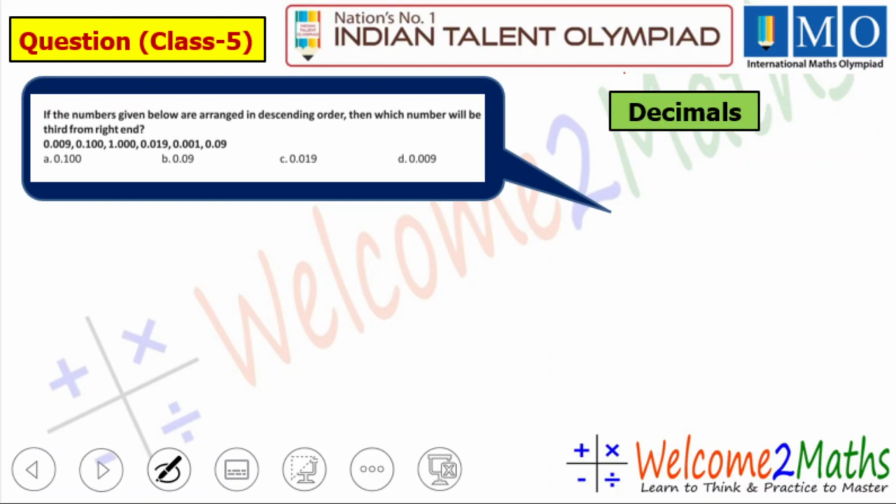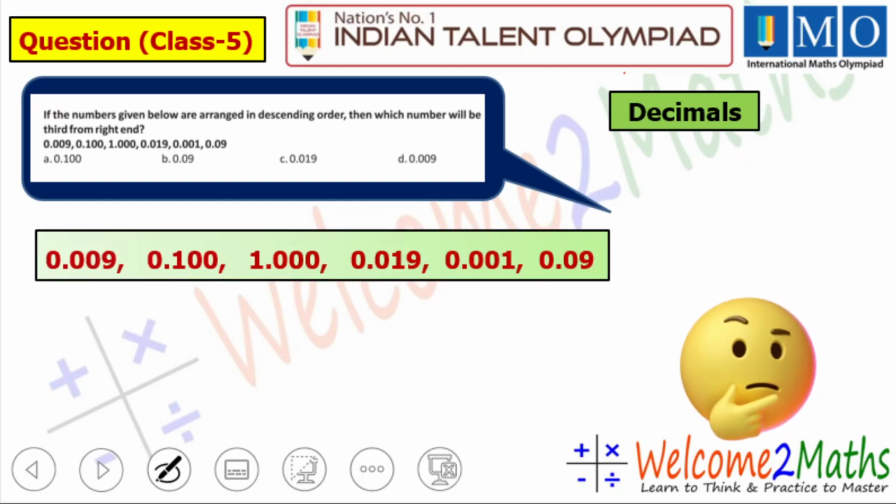At first try to solve this. So dear children, did you get your answer? Now let's check the answers with me. At first let's read the question. If the numbers given below are arranged in descending order, then which number will be third from the right end? Now you can see that we have 6 numbers, and we have to arrange these numbers in descending order or decreasing order. That means from bigger to smaller.